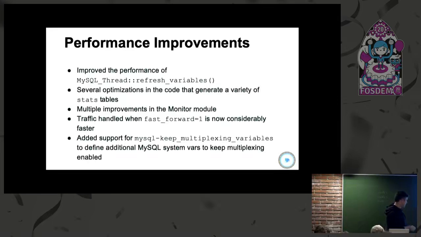And we've also added a variable where you can pass through a list of variables that you want to keep multiplexing enabled for. That will make a major performance improvement, because you won't have to create individual query rules. You can just group them all together and say, okay, do not disable multiplexing for this list of variables.